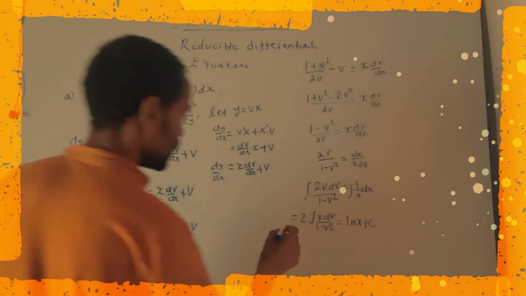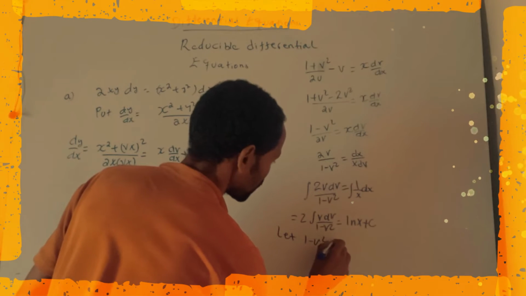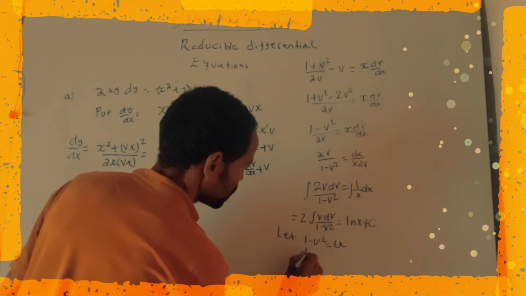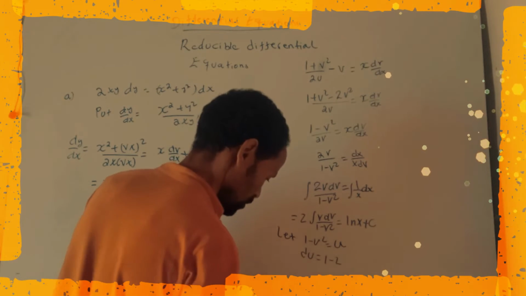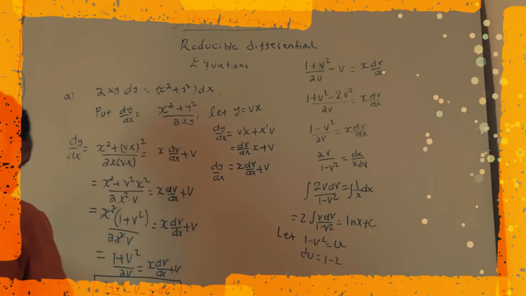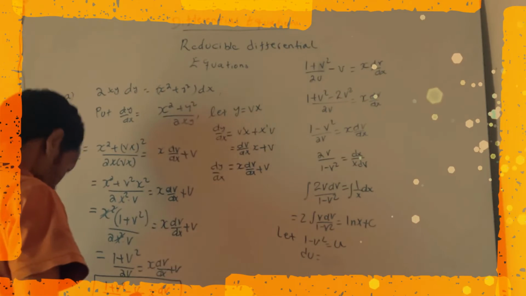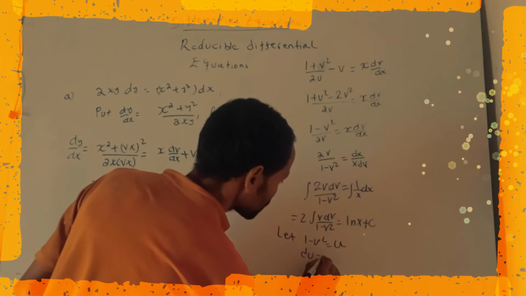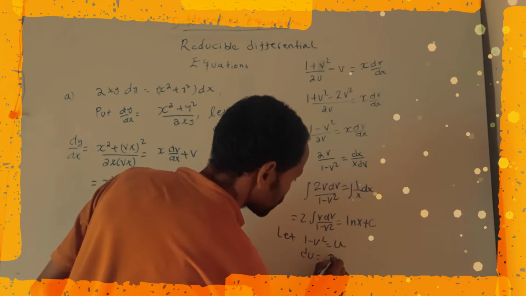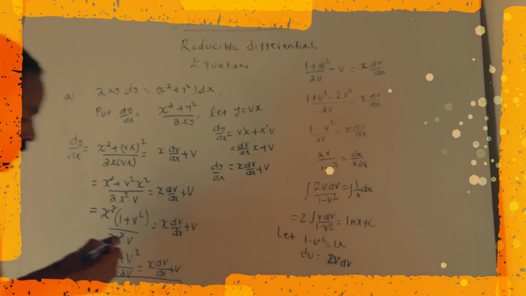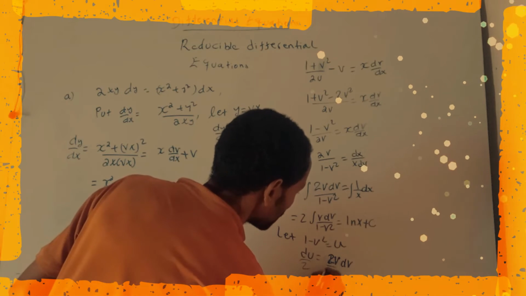Now what is that? Limit, you can say limit. 1 minus v squared is equal to u, so du is equal to 1 minus 2v... no, v squared. I'm sorry for that. Okay, let me check that. du means just 2v dv, okay, negative 2v dv. Now I can divide both sides by 2.